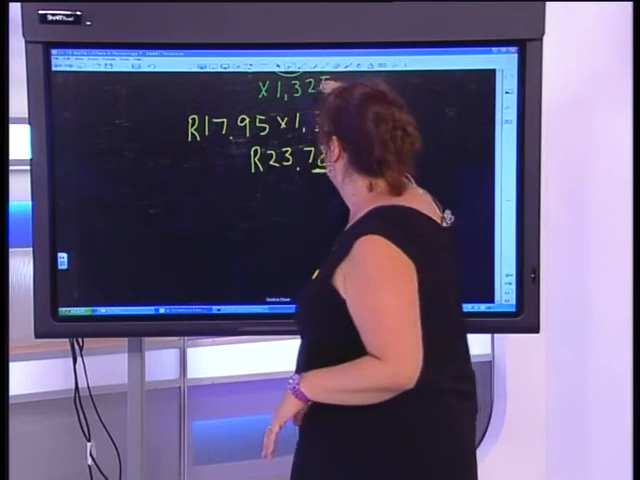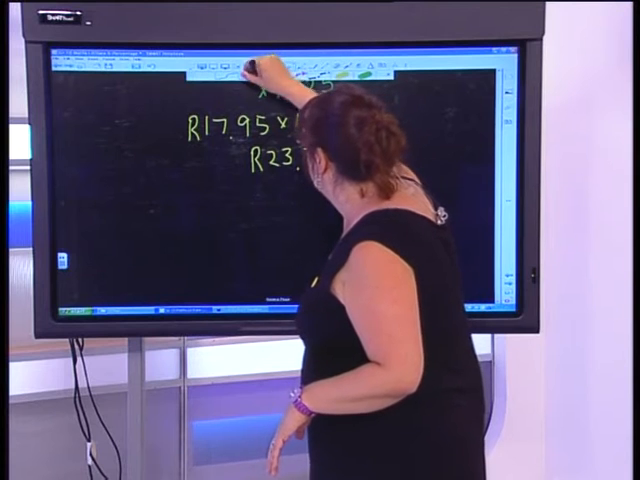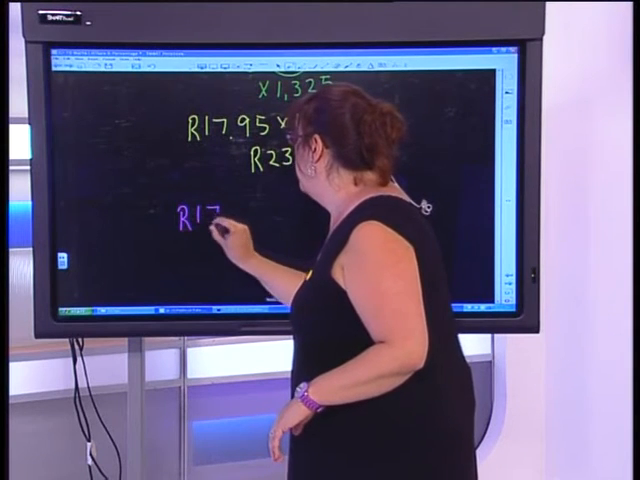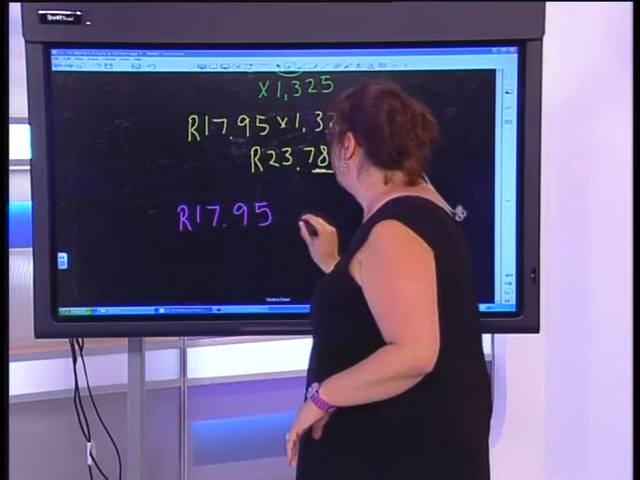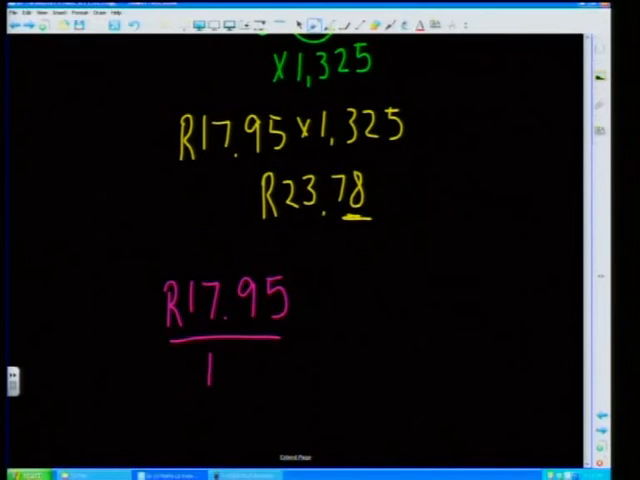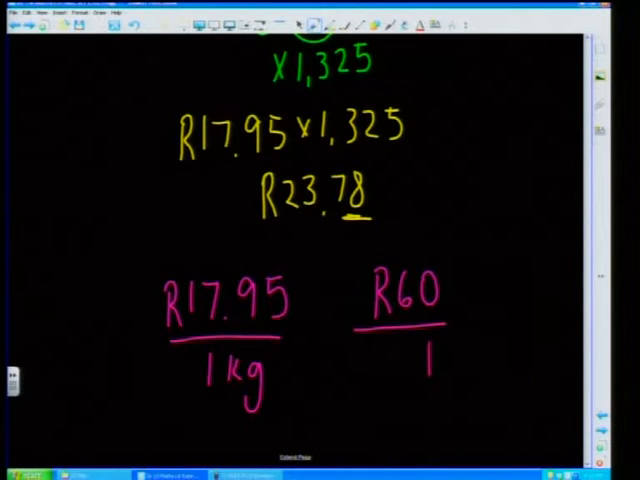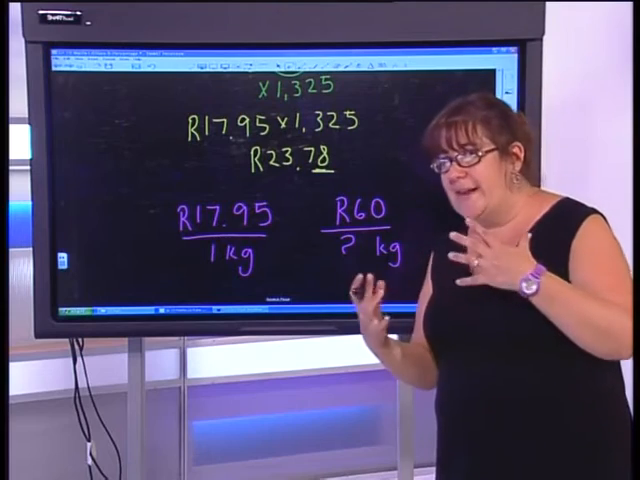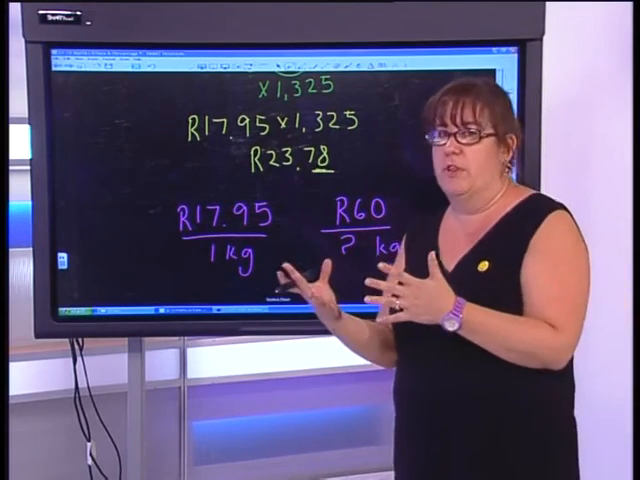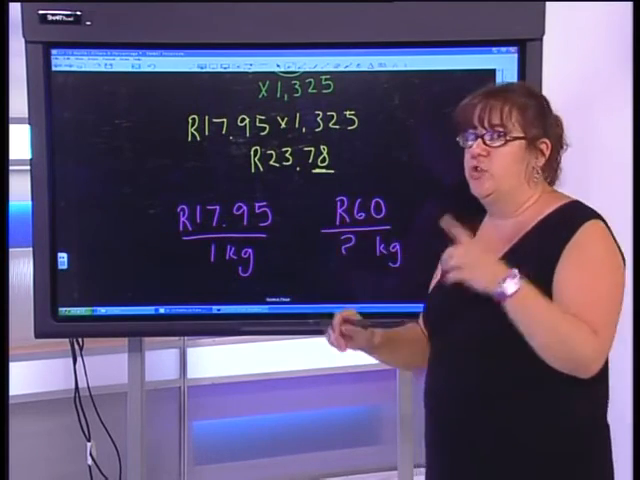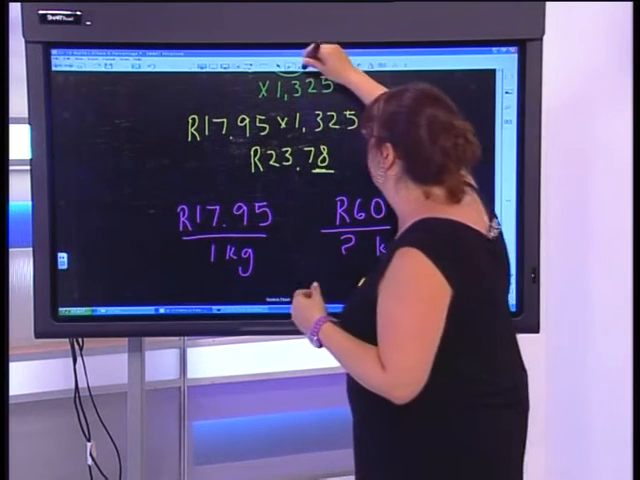So we've got our same rate. So let's change the color. We've still got 17 Rand 95. And that was for 1 kilogram. Now I want to know, well, okay, if I have 60 Rand, how much in kilograms can I buy? There's my question mark. So I need to decide, what am I doing from 17.95 to get 60? Now that's not quite as easy as moving the 1 to 1,325. So how are we going to do this? I hope you remember from last week what we did.